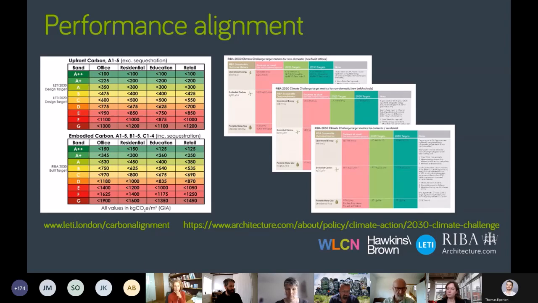This slide represents the progress that's been made to date. So data sets have been analysed for the most common typologies. Hopefully you can see a few of those columns there: office, resi, education, retail, and a range of performance levels set. And we have tried to indicate as LETI, where we think building as usual is good, a good performance now, and suggested a pathway for improvement, and then linked those obviously to the REBA 2030 climate challenge targets. So they're now all aligned much more than they were, say, even a couple of months ago.